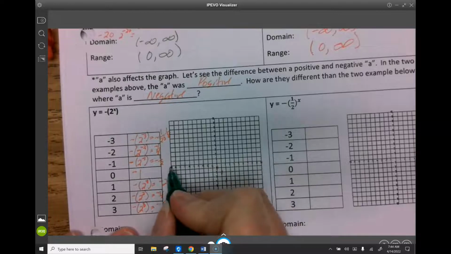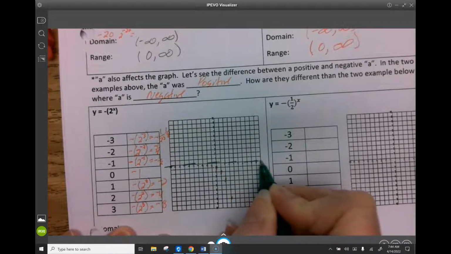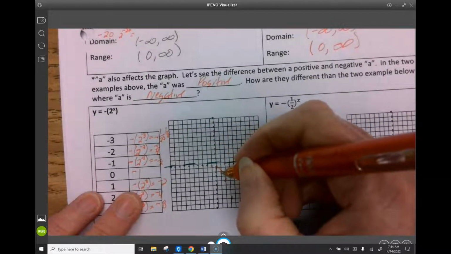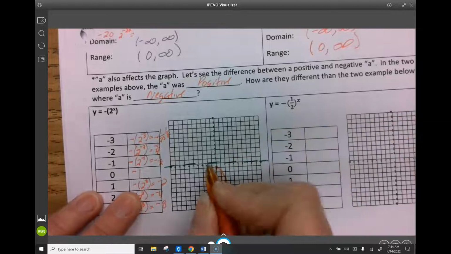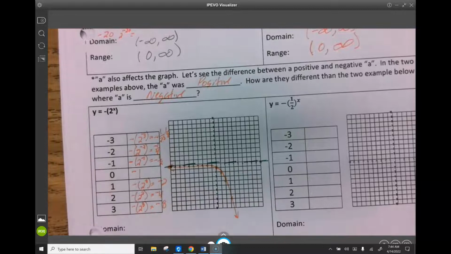Now, the asymptote is still going to be the x-axis. Still going to be the x-axis. It's never going to cross that. So if you compare, so let's draw this in, and then we're going to get closer and closer, but we never hit it. Okay?